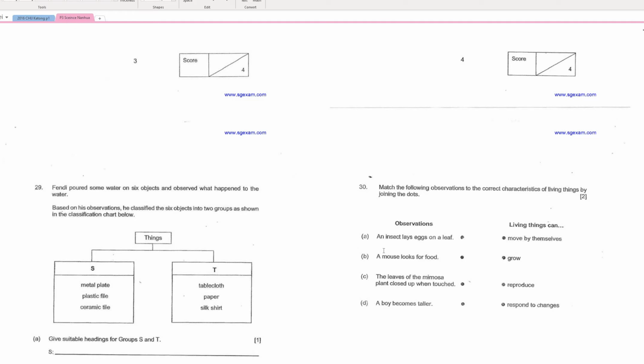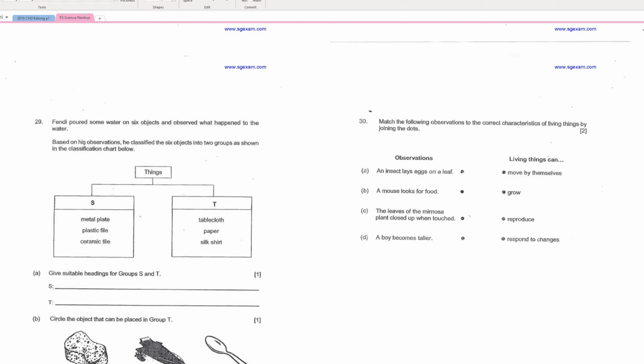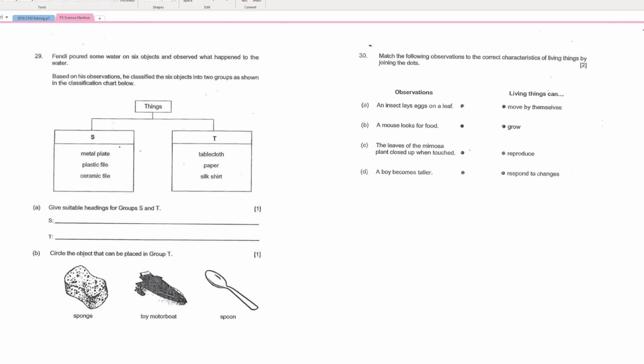Next, let us move on to question 29. Fendi poured some water on 6 objects and observed what happened to the water. Based on his observation, he classified the 6 objects into 2 groups as shown in the classification chart below. In group S, we have metal plate, plastic fork, and ceramic towel. For group T, we have tablecloth, paper, and silk shirt. Give a suitable heading for group S and group T.